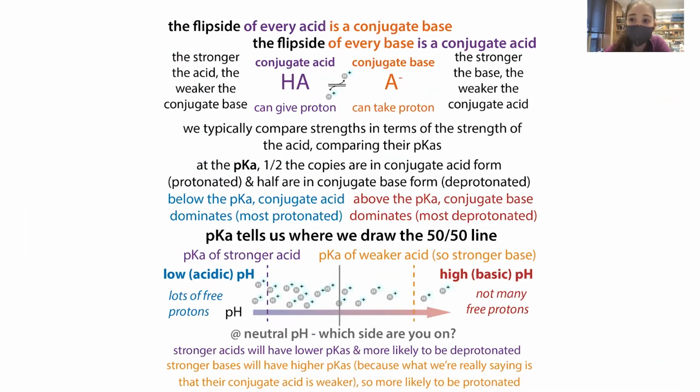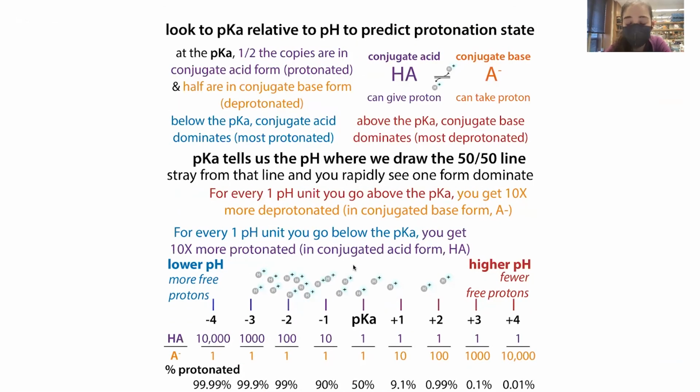If you go to a higher pH, that means that it's a more basic solution, so you have fewer free protons around. Histidine is less likely to be protonated. And so in our bodies, where we have a pH of about 7.4, we're about 1 above the pKa of histidine.